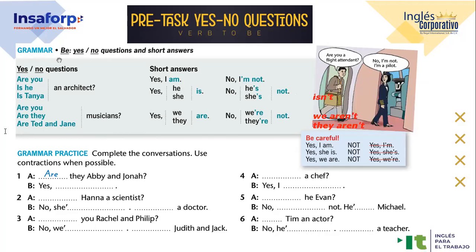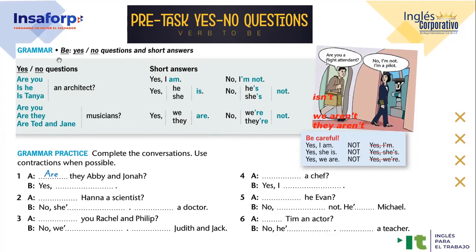Ok, ahora veamos acá esta pregunta. Are you musicians? ¿Son músicos? Yes, we are. No, we're not. Are they musicians? Yes, they are. No, they are not. Or no, they're not. Are Teddy and Jane musicians? ¿Son Teddy y Jane músicos? Yes, they are. Sí, ellos son. No, they're not. Pero tenemos que tener cuidado aquí con lo siguiente.